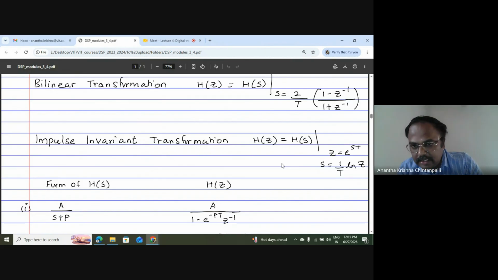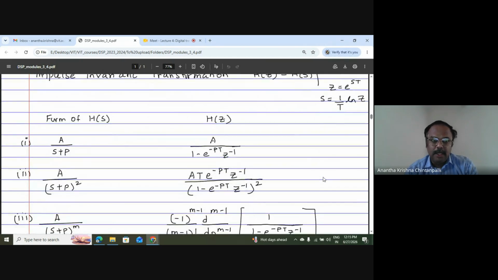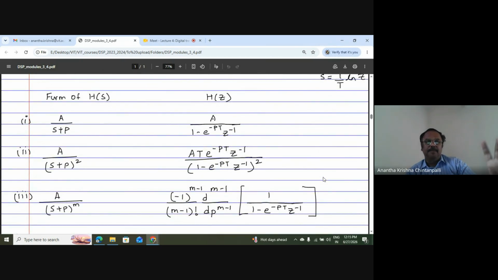One thing you have to understand here is that in the impulse invariance method there is a natural log term, ln z. In your H(z) you cannot have a natural log term. So that's why I have given you a specific form for the impulse invariance method: if the form of H(s) is A divided by s plus p, where A and p are some numbers, then your impulse invariance H(z) would be A divided by 1 minus e to the power of minus pT z inverse.